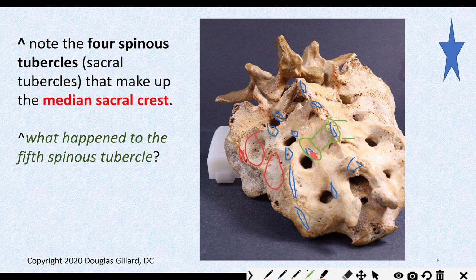But where the superior and inferior articular process meet, they kind of bubble up into this little tubercle, and that has a name, and it's called the articular tubercle. So the articular tubercles give rise to the intermediate sacral crest. There's your note card if you're a note card person. What forms the intermediate sacral crest? Articular tubercles.